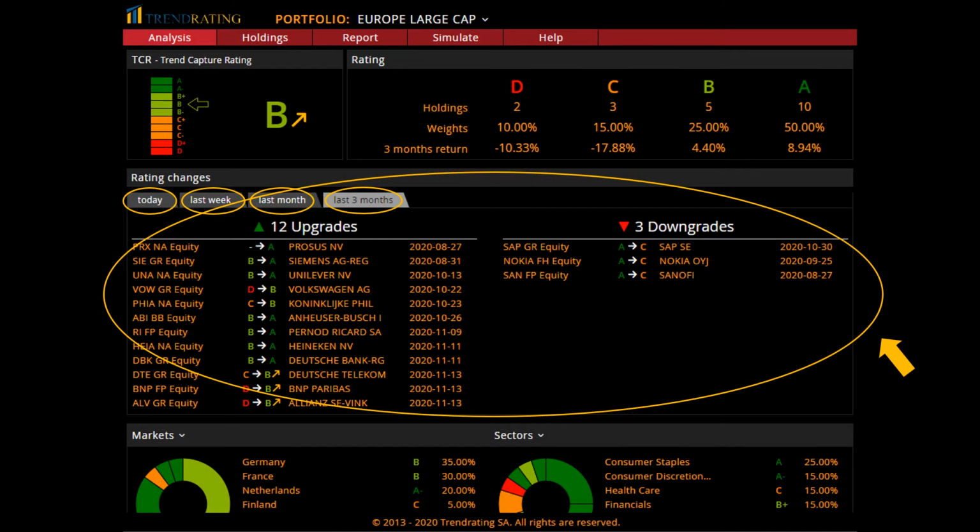Rating changes, alerts on individual holdings. This is the list of rating changes. Alerts on downgrades and upgrades are available for different time frames. Today, last week, last month, the last 3 months. Stocks that have recently been downgraded have a high probability to continue to fall in price. Therefore, a switch to positively rated securities may be considered.